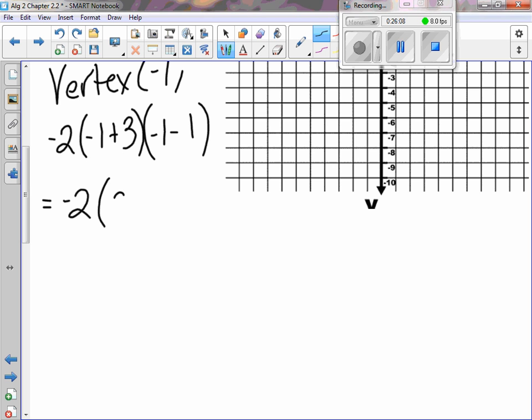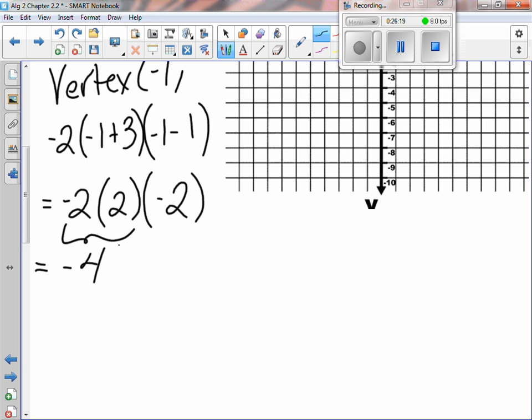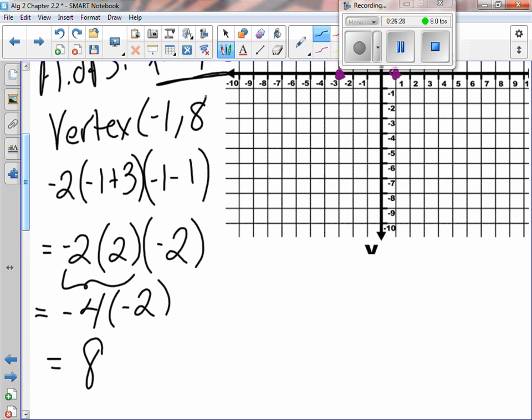Well, negative 1 plus 3 is 2. Negative 1 minus 1 is negative 2. Well, negative 2 times 2 is negative 4. And negative 4 times negative 2 is 8. So the vertex is negative 1, 8.